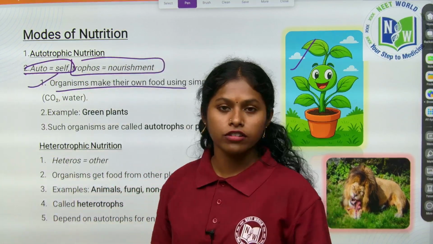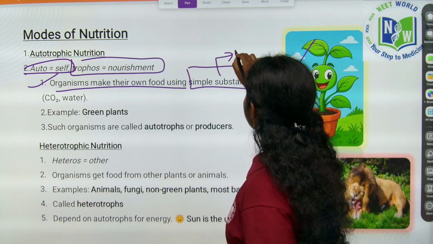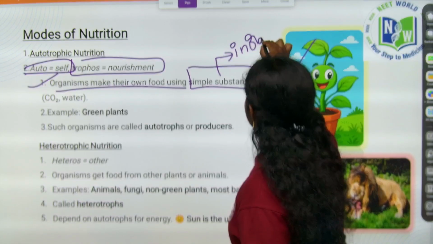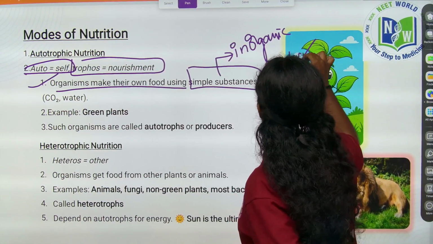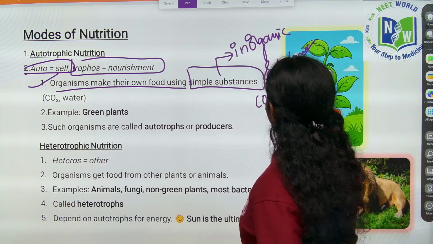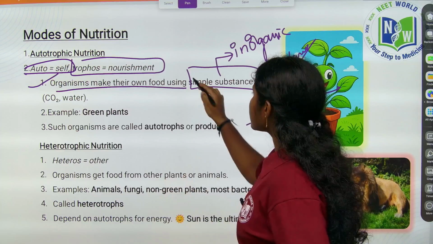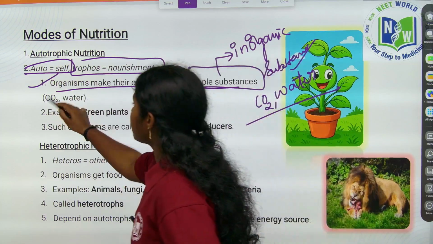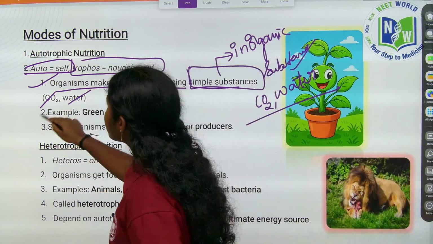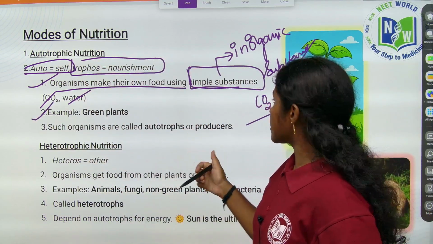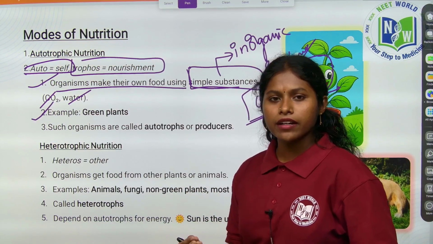Plants can prepare their own food, right? By using simple inorganic substances. What is meant by inorganic substances? Inorganic substances like carbon dioxide and water. These are the simple substances, the inorganic substances. So the example of autotrophic nutrition is green plants. By utilizing them, they can prepare their own food material, nothing but sweet glucose.